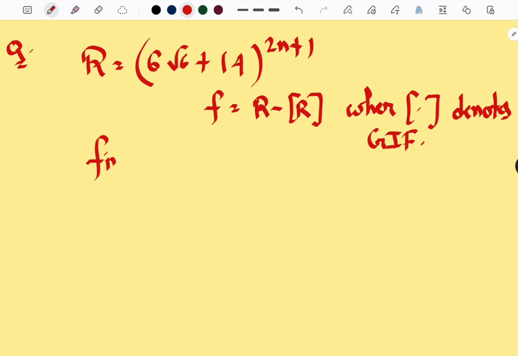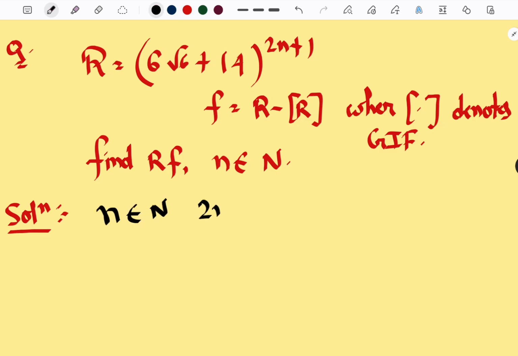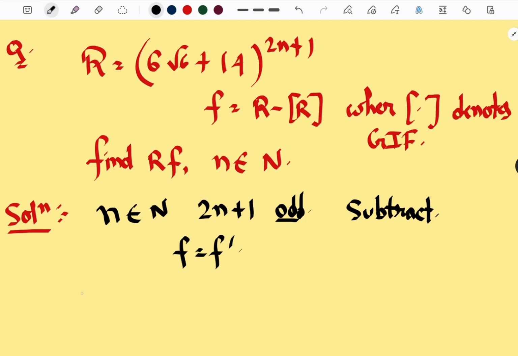So what are we required to find? We are required to find R into F, where n belongs to natural numbers. Obviously we can go by the longer way, but I will tell you the shortcut. Simply, for n belonging to integers, 2n plus 1 will be odd. So remember, we have to subtract, and if we are required to subtract, then F dash will be there. Therefore, what they are asking, R into F, shall be equal to R into F dash.